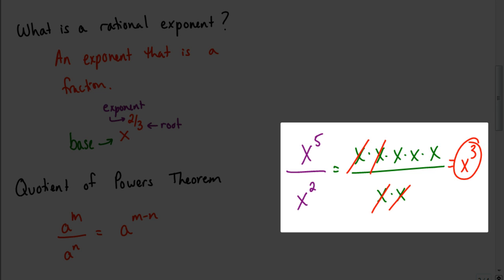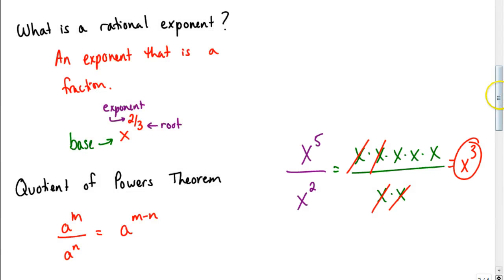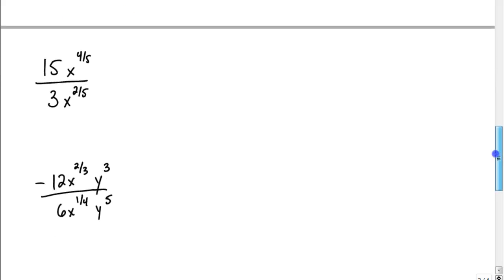Another way to look at this is, since the bases are the same, if we subtract the exponents, 5 minus 2 gives me 3, so we would be left with x cubed. So that's how we use the quotient of powers theorem.